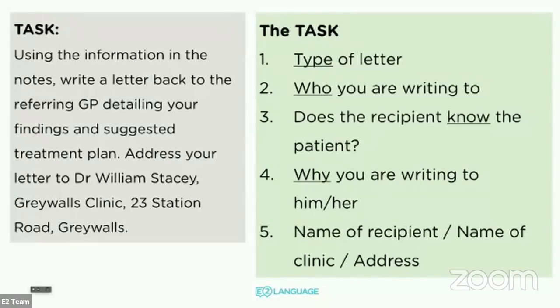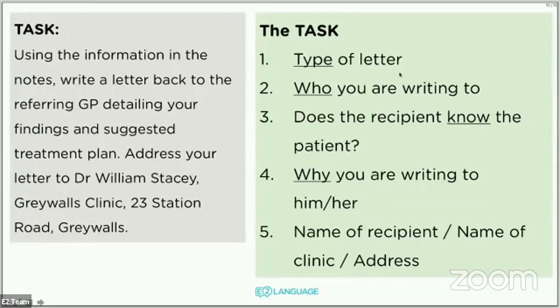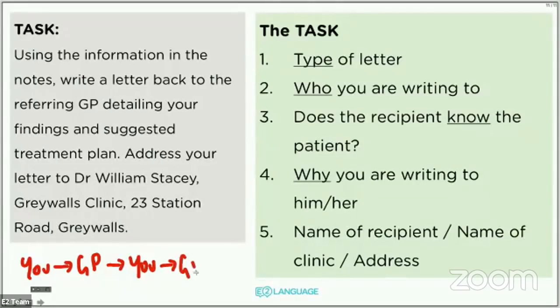Okay, this one's kind of tricky, right? It's a good one. So what type of letter are we writing? It says here, write a letter back to the referring GP. So it looks like this happened. It looks like firstly you wrote a letter to the GP, and then the GP wrote a letter back to you, and then you're writing a letter back to the GP, right? No. Sorry, there's no you here. Back to the referring GP.